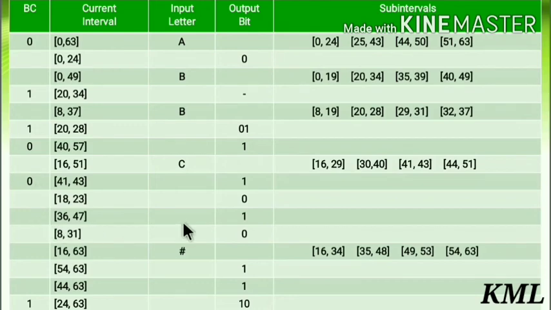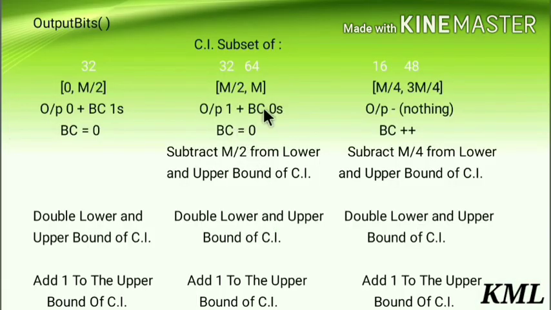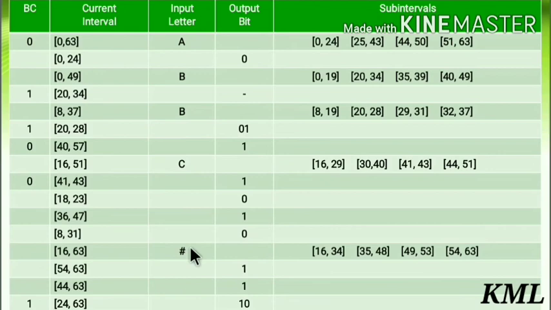What is bit count? Still 0, so you don't add any zeros. Okay, next what you do, set bit count to 0, subtract 32, double, and add 1 to the upper bound. So after doing that, what you get is 8,31. Okay, after subtracting, doubling, and adding 1.